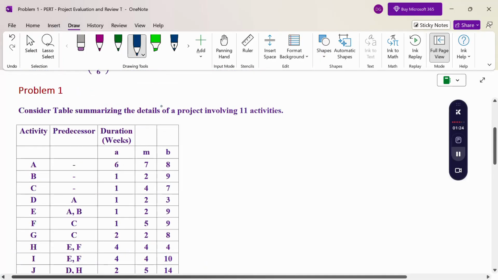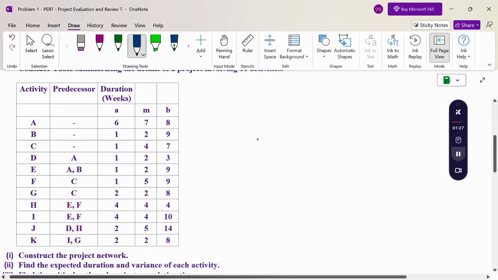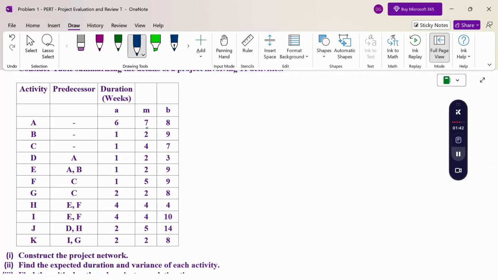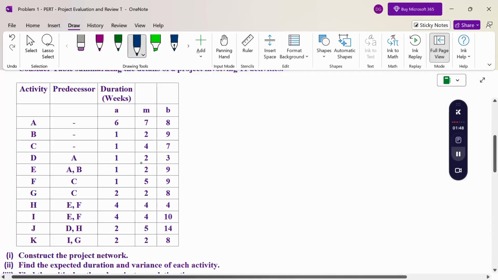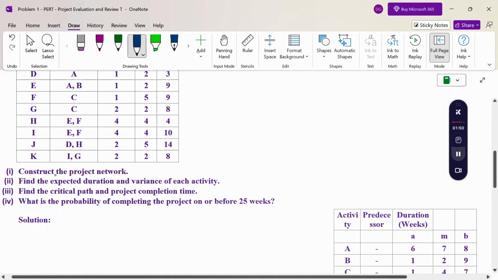Consider a table summarizing the details of a project involving 11 activities. Activity, predecessor, and duration are given in three different ways: a, m, b. Here a is the optimistic time, b is the pessimistic time, and m is the most likely time. The questions are: construct the project network, find the expected duration and variance of each activity, find the critical path and project completion time, and finally, what is the probability of completing the project on or before 25 weeks.